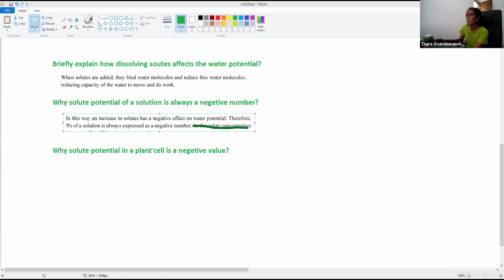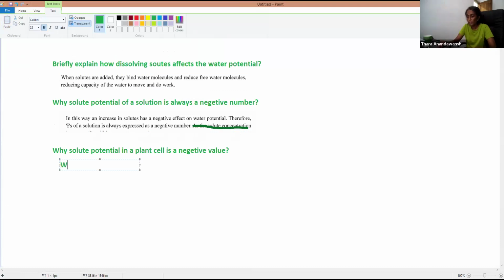Why is the solute potential in a plant cell a negative value? What is the answer for that one? When the solutes dissolve in what? Solutes in plants such as minerals.